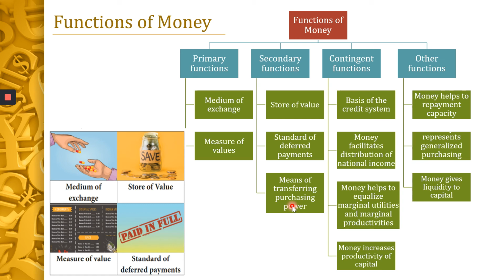It was also not possible to calculate their values in terms of other commodities. But nowadays, after the invention of money, we can sell movable or immovable property. Movable means things which can be transferred, immovable means things which cannot be moved from one place to another. So nowadays, after the invention of money, movable and immovable property at one place can be bought from another place also.